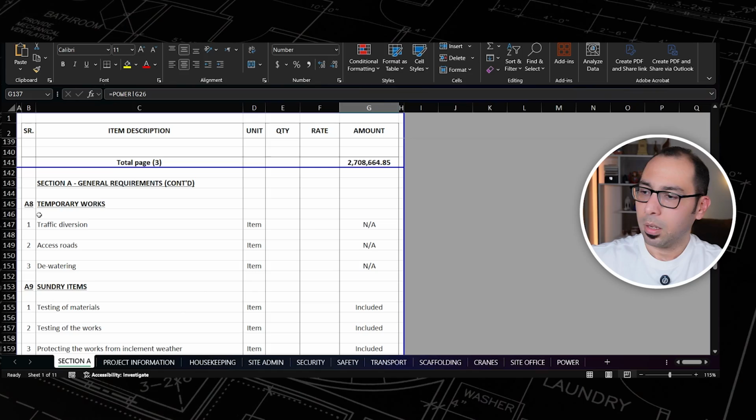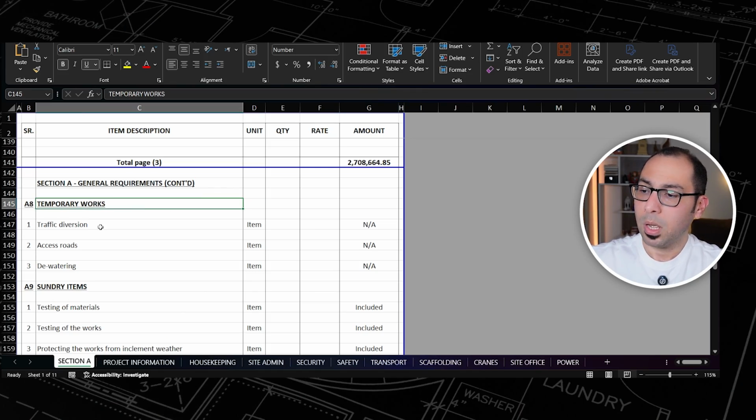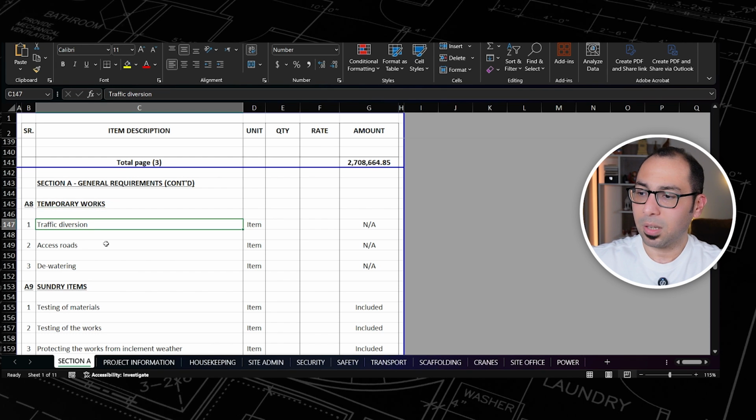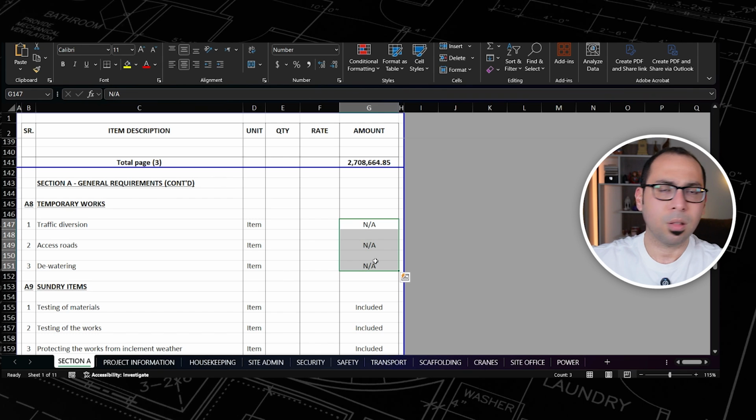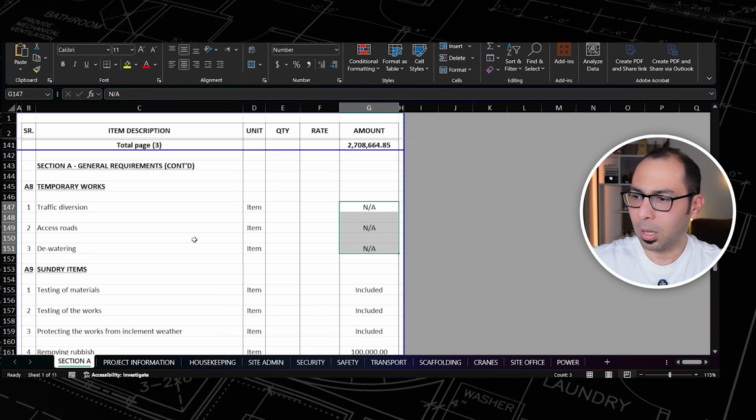You have to imagine the project, imagine what are the things that you will need, but these subsections and these items will help you do that. Now coming to the subsection number 8, which is the temporary works. And under the temporary works, we have the traffic diversion, access roads, dewatering. So I'm just assuming that in this project, these things will be not applicable.